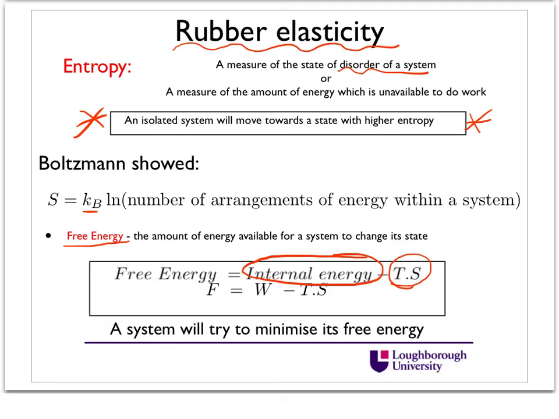Now, looking at that, what we have to remember is that a system will always try to minimise its free energy, and the best way it can minimise its free energy, at a given temperature, is to maximise its entropy. And in order to maximise its entropy, what it's got to do is access lots of arrangements.